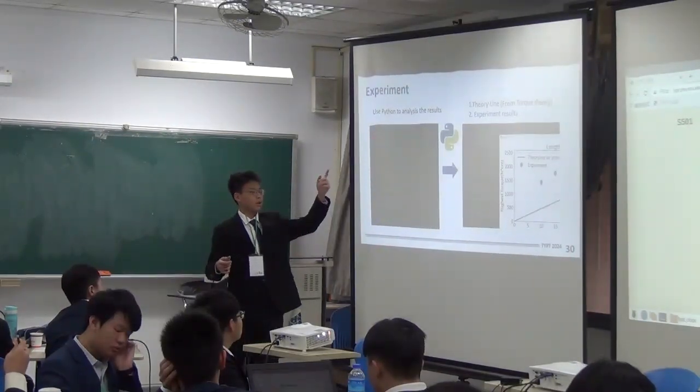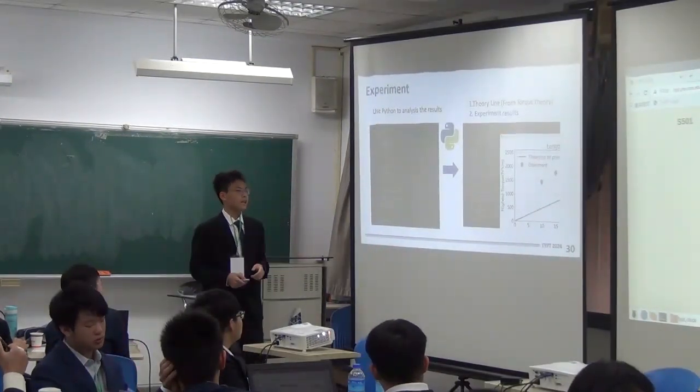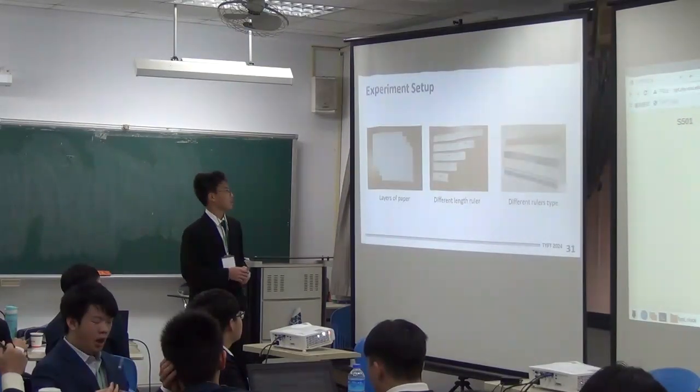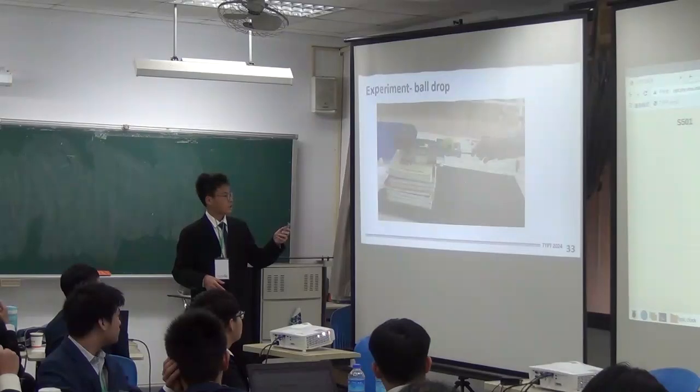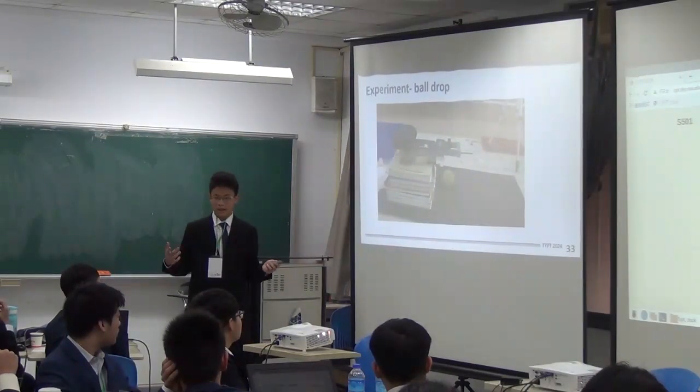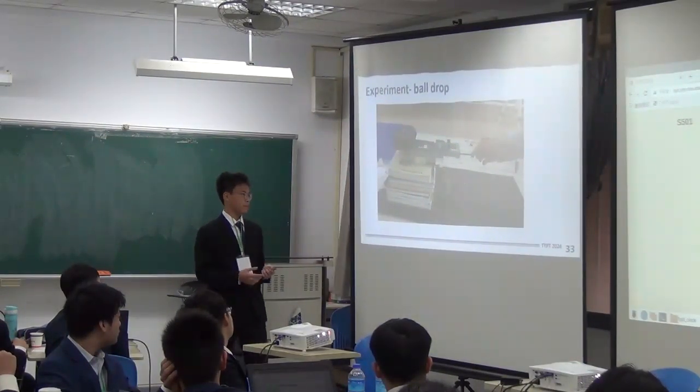So in the theory lines, orange is from the torque theory, and the blue dots are the experimental results. And here's how I set up; I use different things. I made a ball dropper so that I could make sure my drops are the same every time and will not change from experiment to experiment.